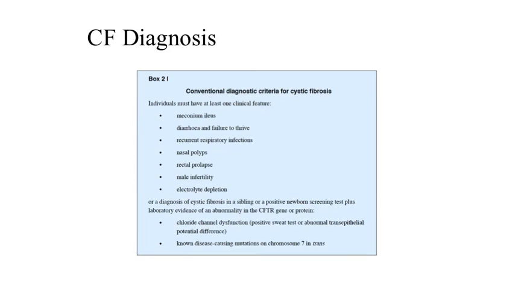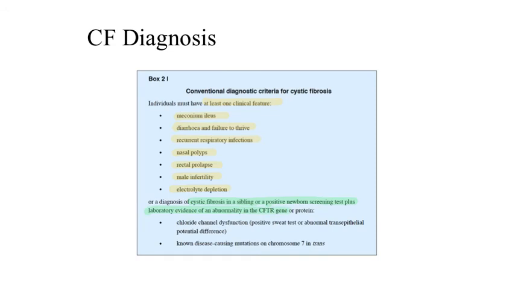Definitive diagnosis for cystic fibrosis is based on either the presence of at least one of the listed clinical features, which includes meconium ileus, diarrhea or steatorrhea and failure to thrive, recurrent respiratory infections, nasal polyps, rectal prolapse, male infertility, and electrolyte depletion. Or the diagnosis could be made based on the presence of positive family history, so cystic fibrosis in a sibling, or a positive newborn screening test, plus lab evidence of an abnormality in CFTR function.